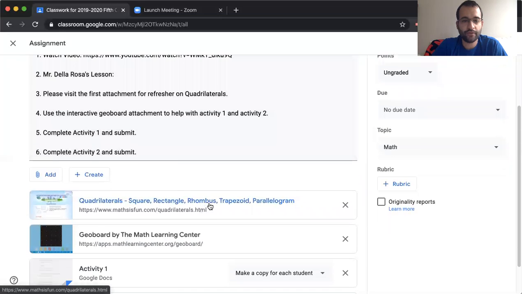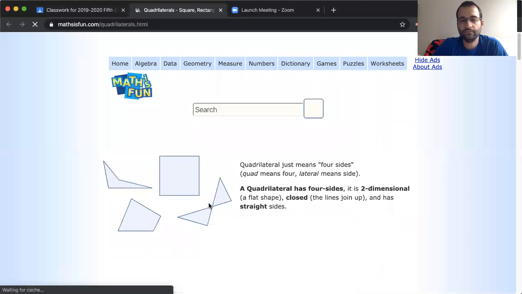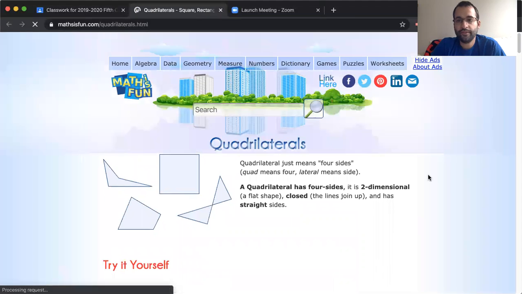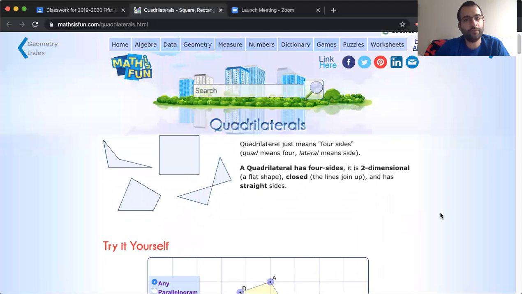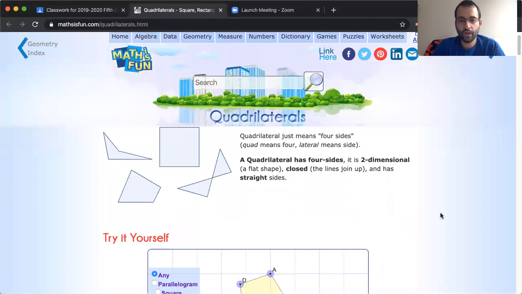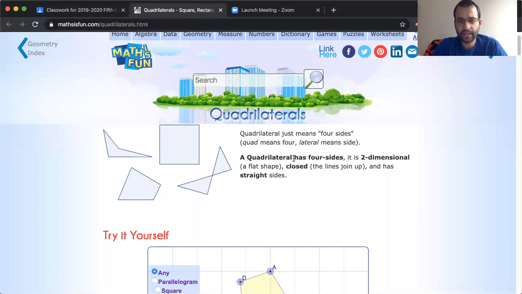So I'm going to click on this first link. All right, so this first link goes over what is a quadrilateral. Now, third and fourth grade, you guys went over what quadrilaterals are, but we're going to refresh and go over some different kinds of quadrilaterals for today. So, quadrilateral is a four-sided shape. So the word right here, quad, means four, and lateral means side. So it just has four sides.